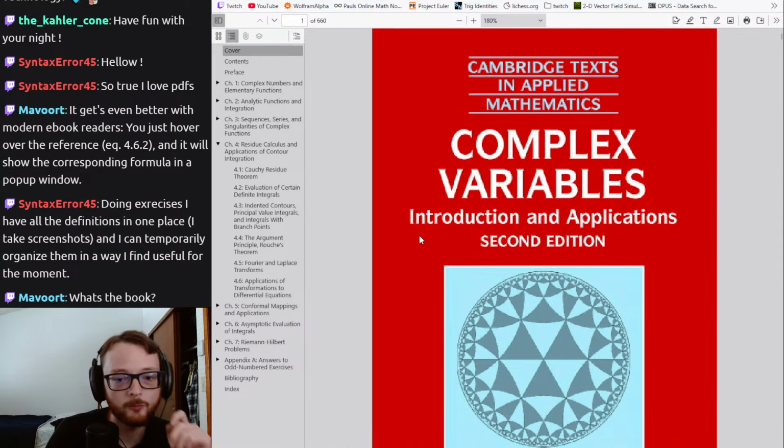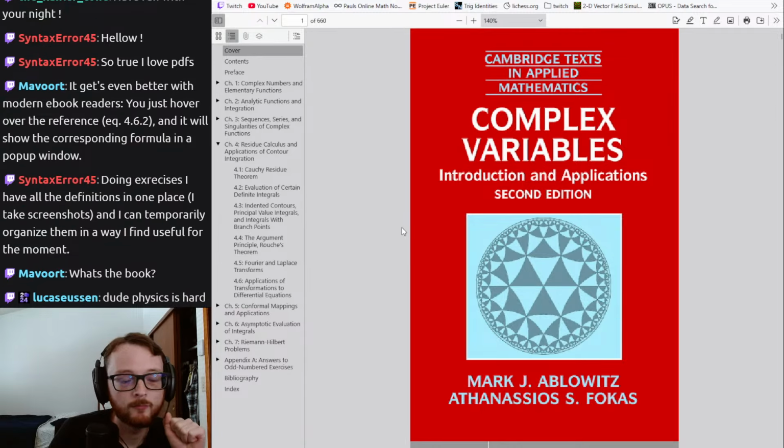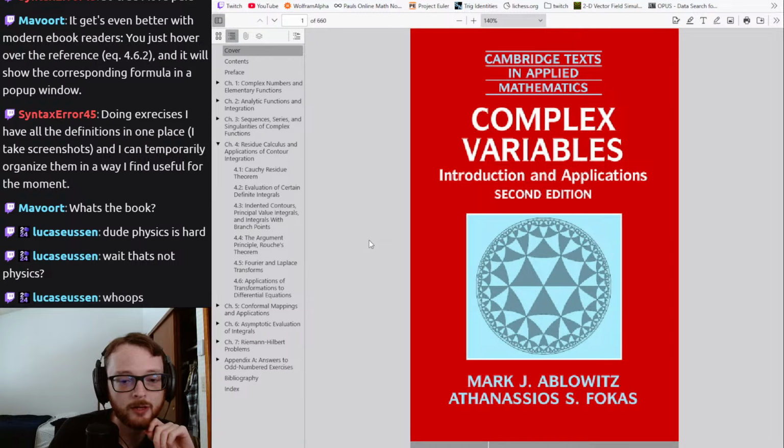It is this book here. It's an okay book. I wouldn't say it's amazing, but it's decent. I'm studying out of this book because a class I'm going to take soon is likely going to use it, and so I'm trying to get ahead.